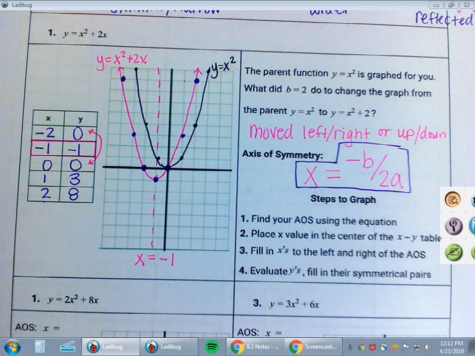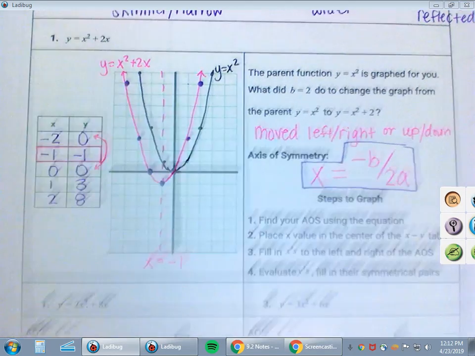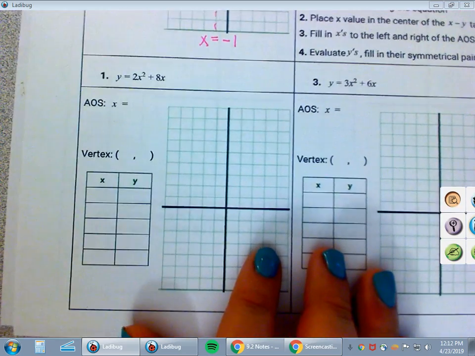So here's going to be the steps moving forward, since we know this now, in order to graph. First, what we'll do is we'll find our axis of symmetry, that's AOS, using the equation that's above. Then we will place the x value in the center of the xy table. So let me pause there. Let's do step 1 and 2 on number 1.